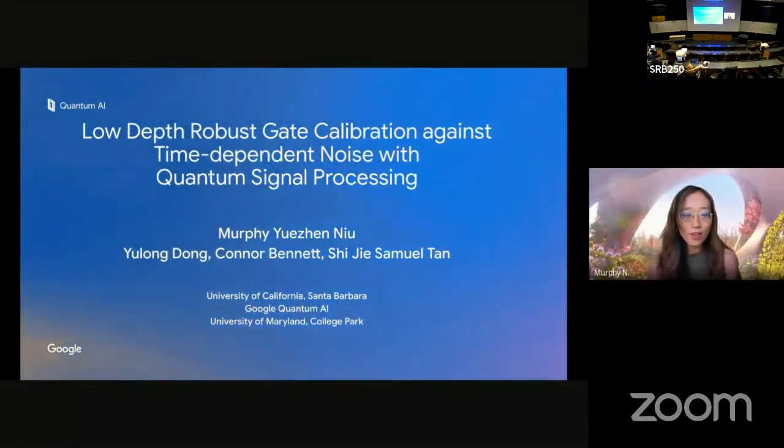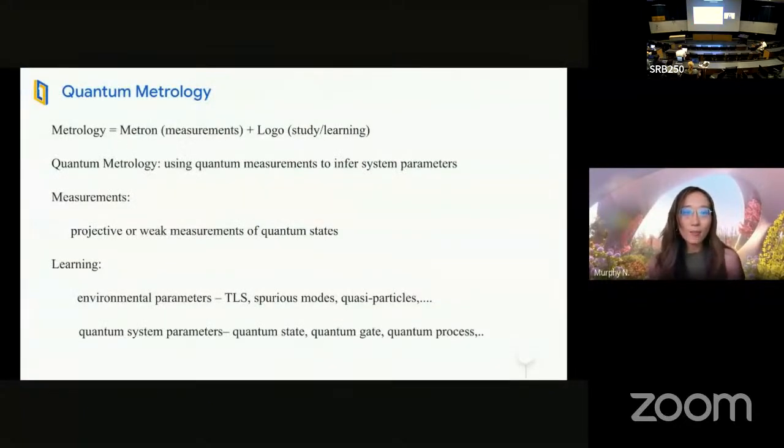Before I delve into the detailed structure of our algorithm, let me first define what I mean by quantum metrology. The word metrology has two parts. The metron comes from the Latin word that means measurements, and logi from logos means learning. For quantum metrology, we perform projective or weak measurements and use the measurement results to learn about system parameters such as environmental defects or quantum state or gate values.